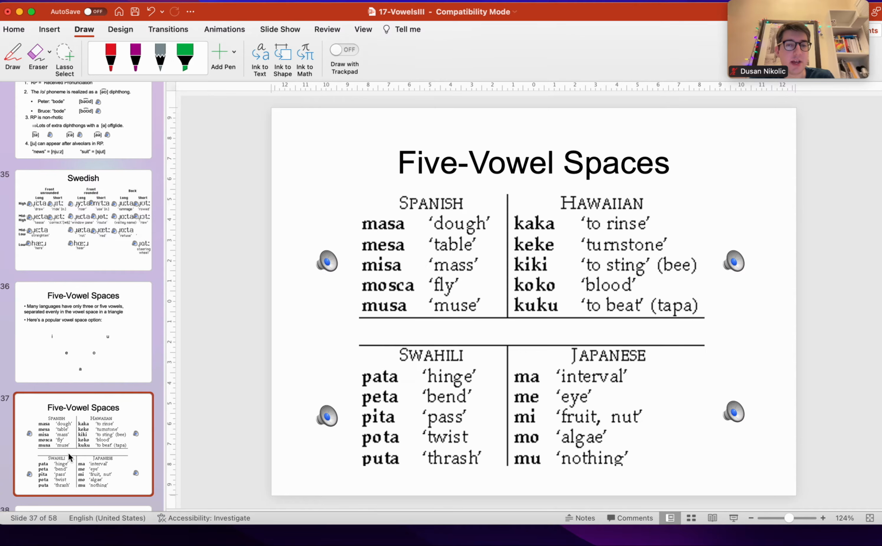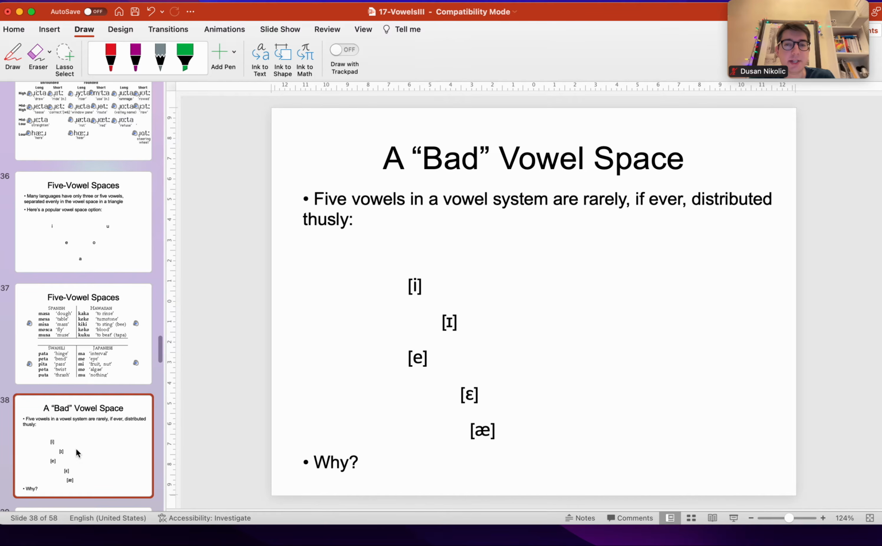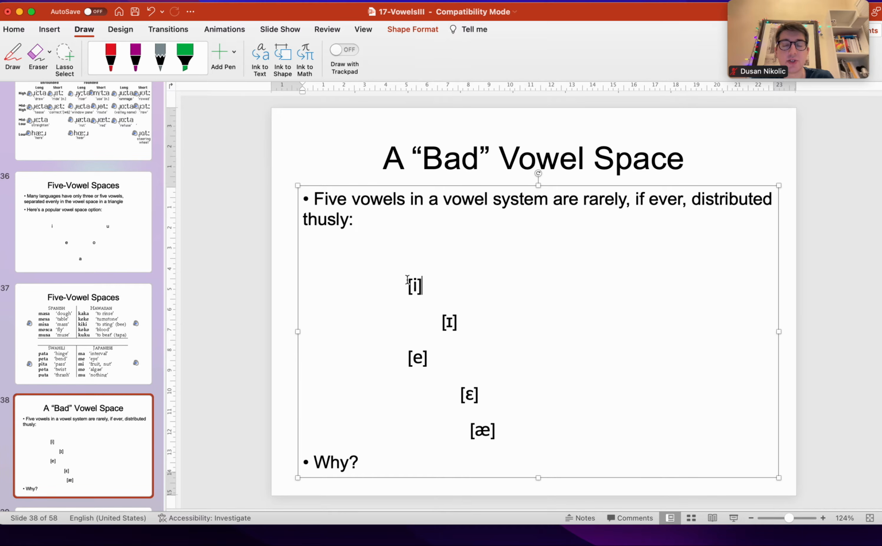And this is a 5 vowel space. 5 vowels in vowel systems are rarely, if ever, distributed like this. So why is that? Why is this considered a bad vowel space?